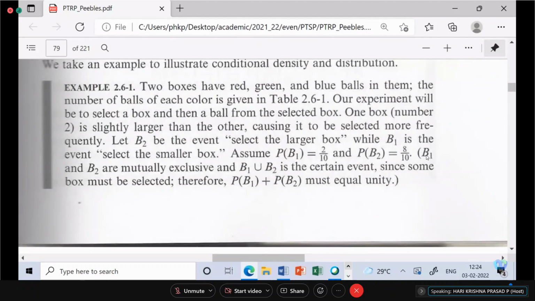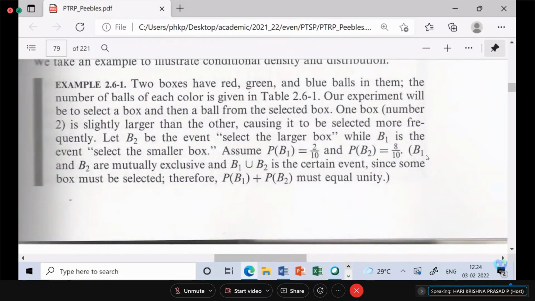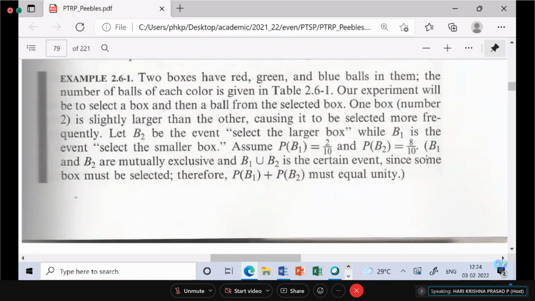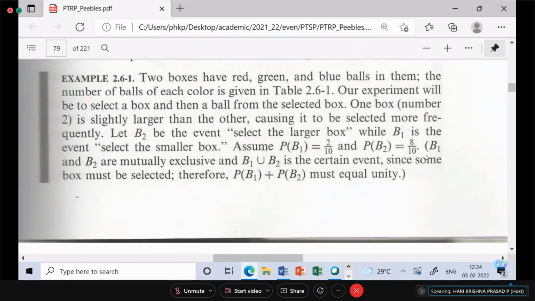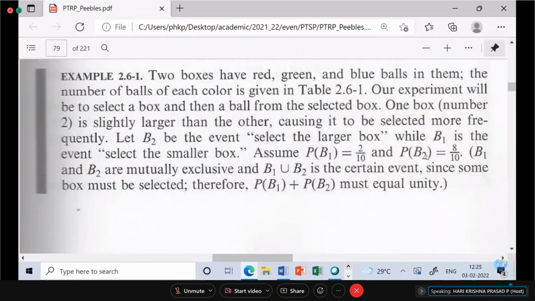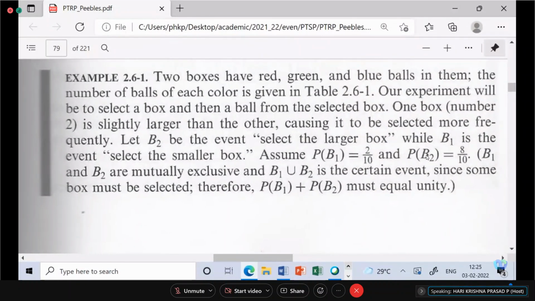So see, next is example. This example is interesting. Okay, I wish to explain this. I hope you can read this text. Okay. What is the basic experiment?